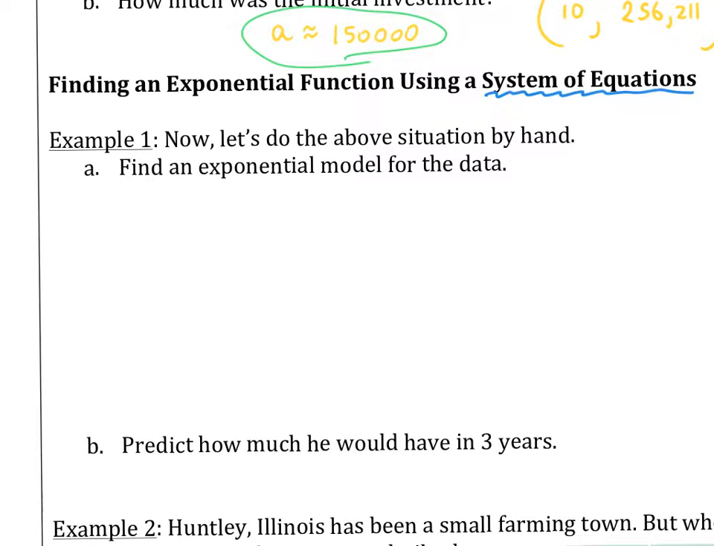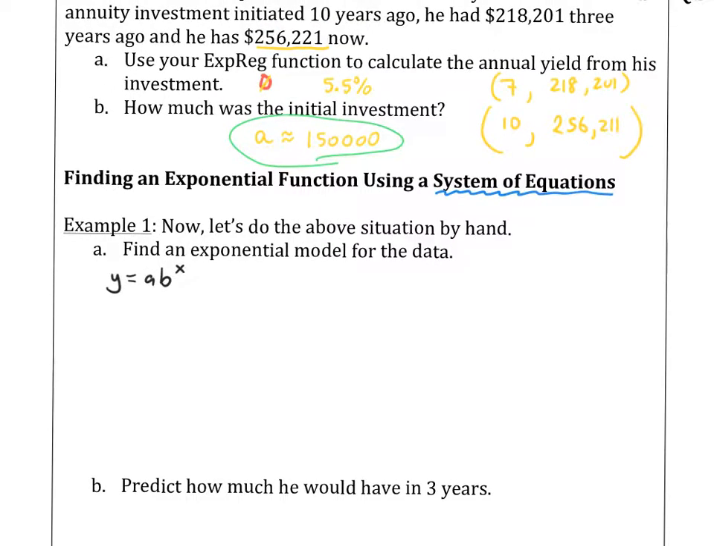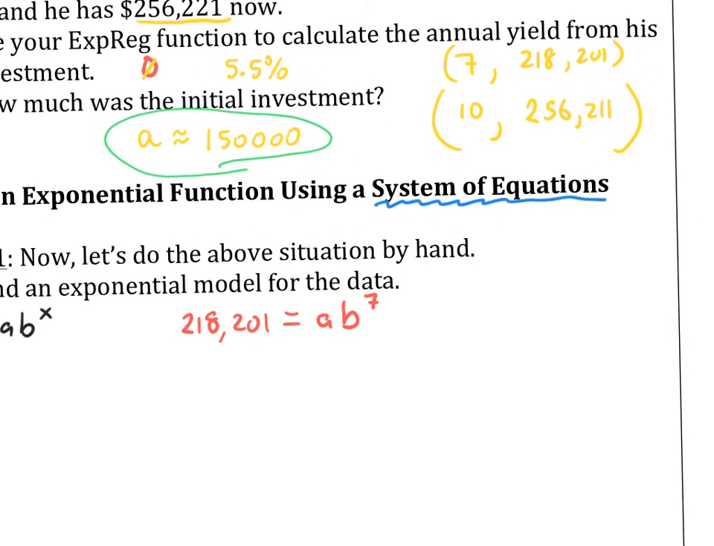So let's see here. Remember that our super secret model looks like this. Y equals A times B to the X power. So for one equation, I'm going to plug in the 218,201 and the 7. So that's going to give me one function. 218,201 is equal to A times B to the 7th power. Again, all I did was take the 218,201 and plug that in.